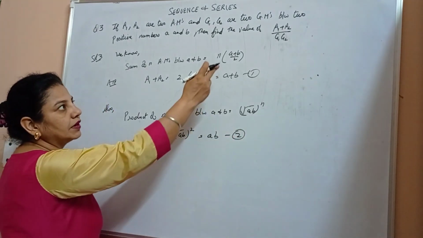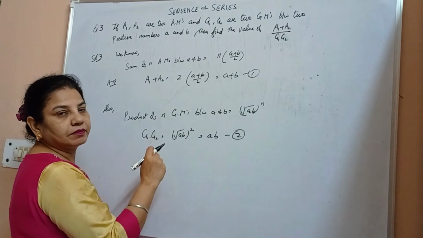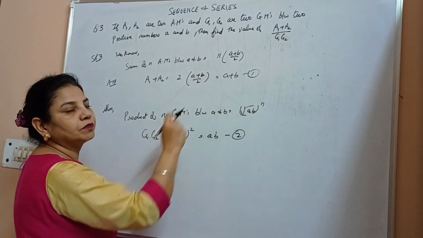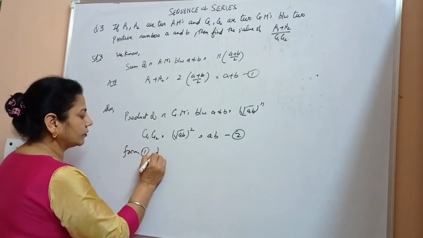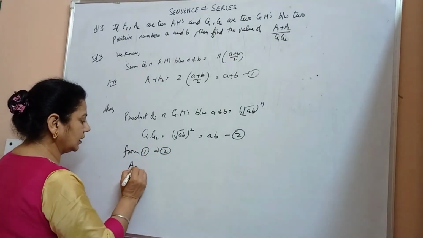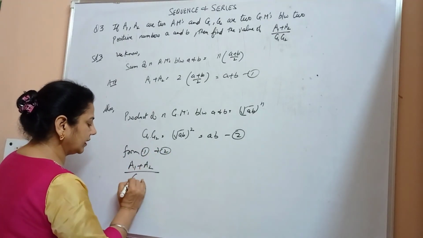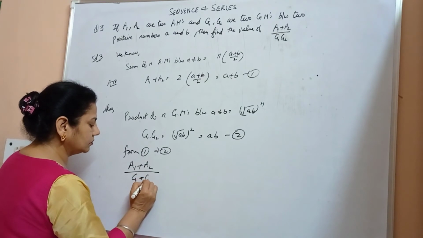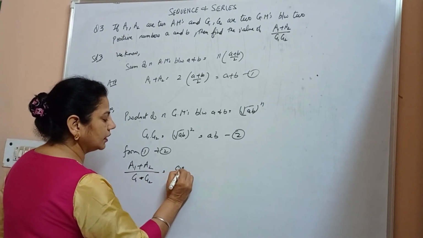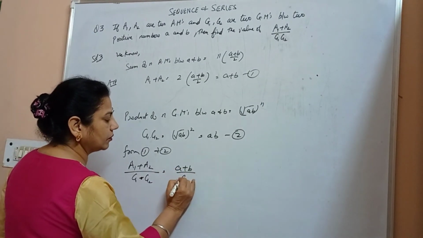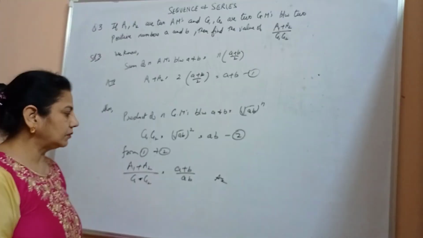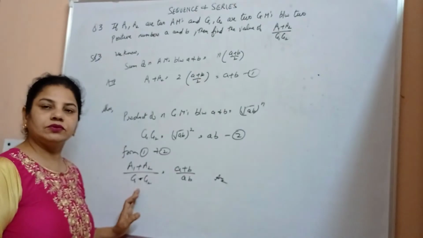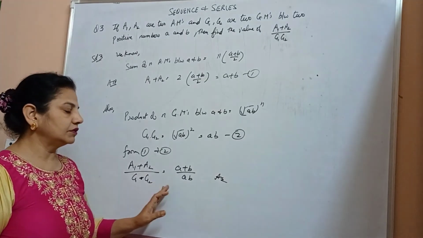Now we have to calculate (A1 plus A2) upon (G1 into G2). So from 1 and 2 I can say that (A1 plus A2) divided by (G1 into G2) is equal to (A plus B) upon AB. This is my answer.